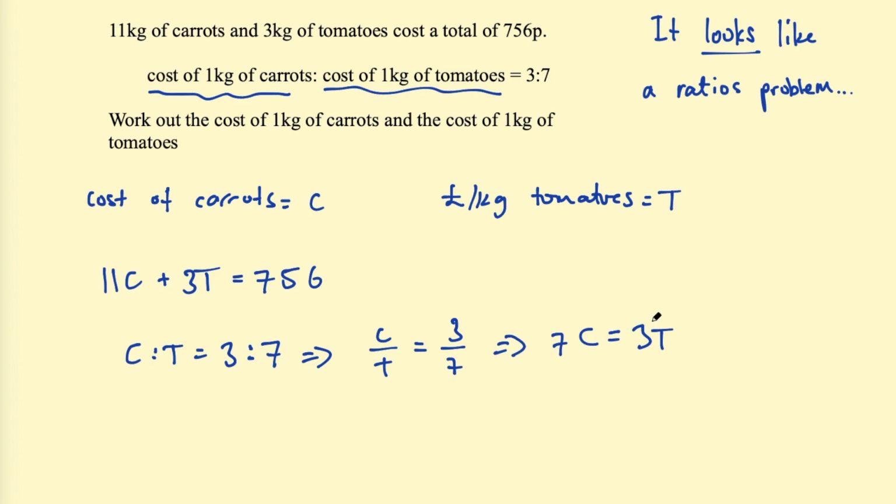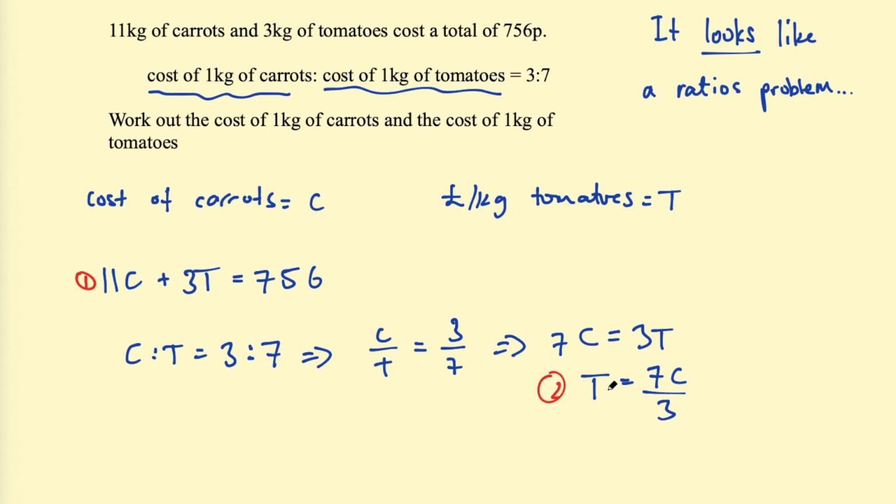And then I can either divide by 7 or 3 to get it in terms of C or T. I'm going to write it in terms of T. So divide by 3, I get T equal to 7C over 3. And this is our second equation. Okay, first equation up here, second one down here.